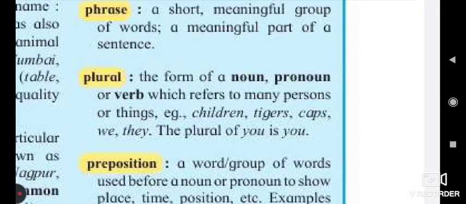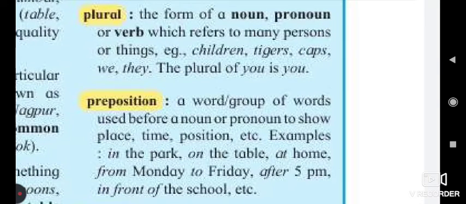So, in this paragraph, we have information about the noun, pronoun, and verb in plural form. Plural means more than one. Children, tigers, caps, we, they are the words which refer to a plural form of a word.